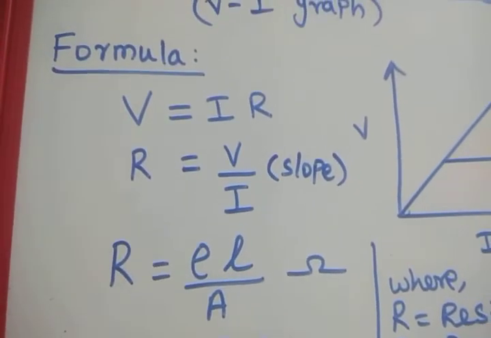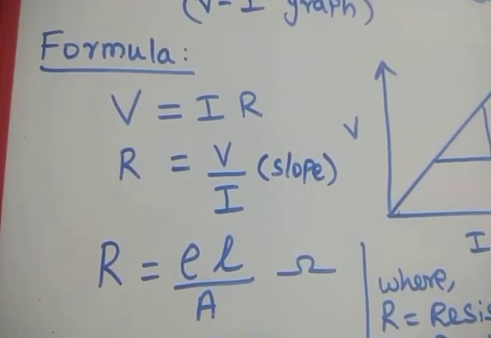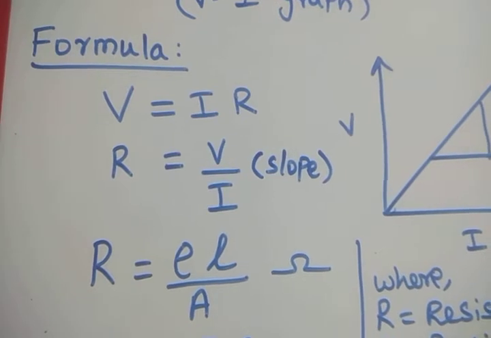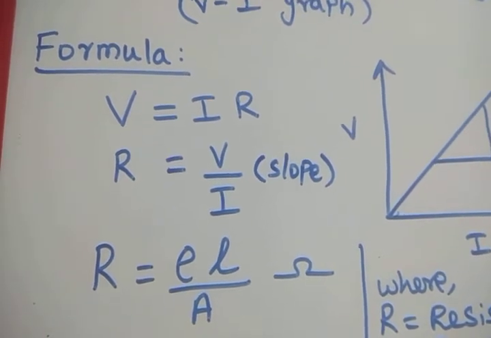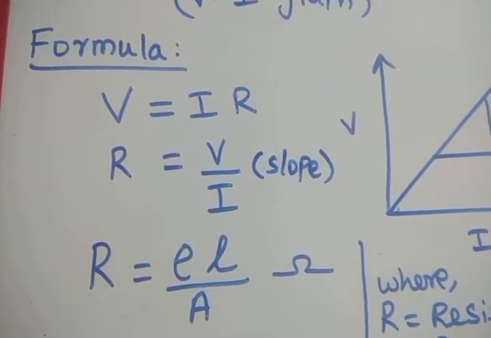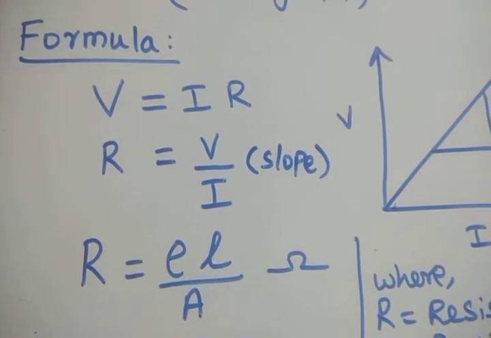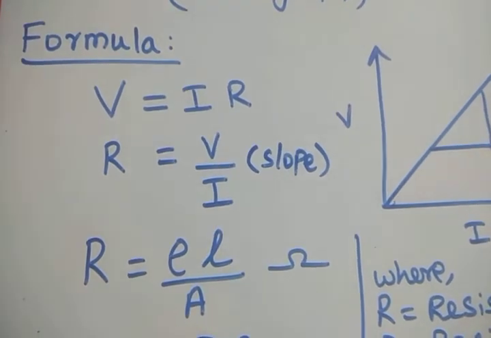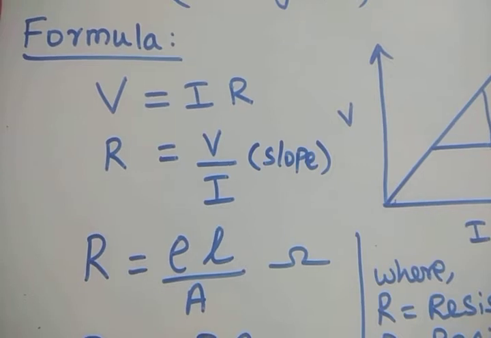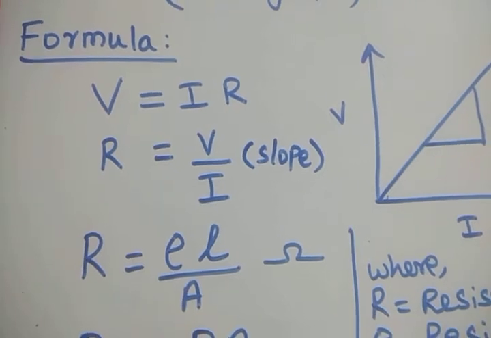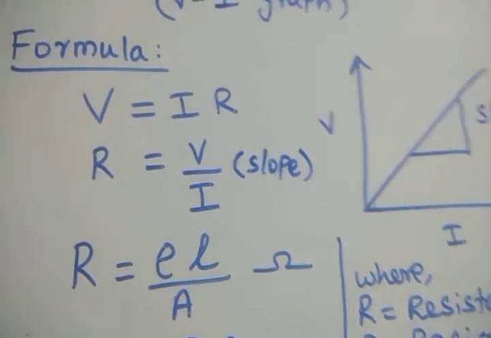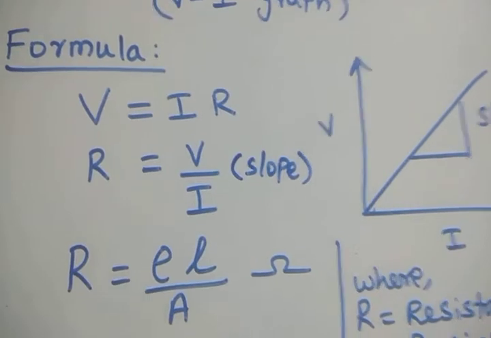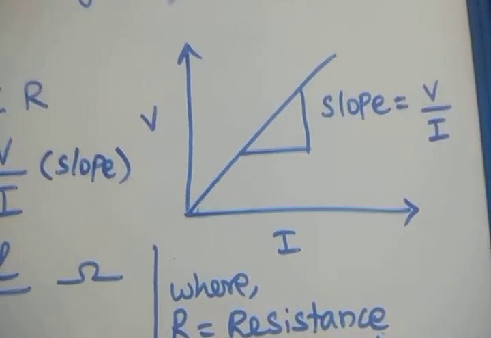Ohm's law says the potential difference is directly proportional to the current flowing through the wire. So V is equal to I into R, where V is the potential difference, I is the current, and R is the resistance of the wire. Then R is equal to V by I. After completing the experiment and taking the values of voltage and current, we are going to plot the graph.